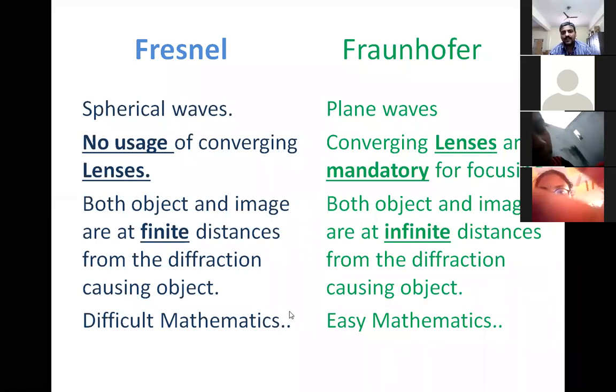And coming to the last one, from the students' point of view, the mathematics is really difficult in the case of Fresnel's class, whereas in Fraunhofer class, the mathematics is relatively simpler, right? So this is the classification, and I have already posted these presentations as well as the notes in the WhatsApp group. You can follow it, and I'll move to the next slide.